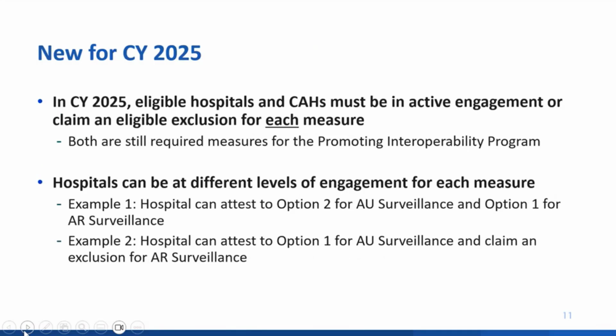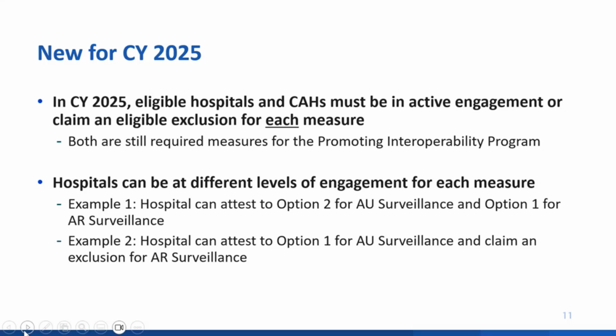As mentioned previously, CMS has split the AUR surveillance measures into two separate measures, so AU and AR. In calendar year 2025, hospitals and critical access hospitals must be in active engagement or claim an eligible exclusion for each measure. Both AU and AR are still required measures for the calendar year 2025 PI program, but because they are separated, hospitals can be at different levels of active engagement for each measure. So on this slide, I have a couple of examples. Let's walk through those examples.